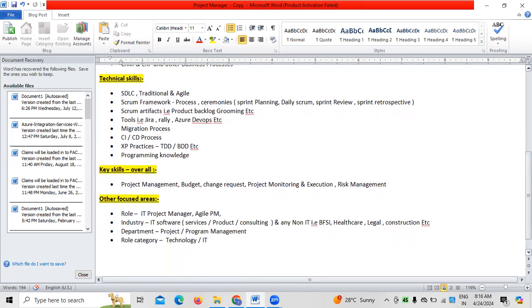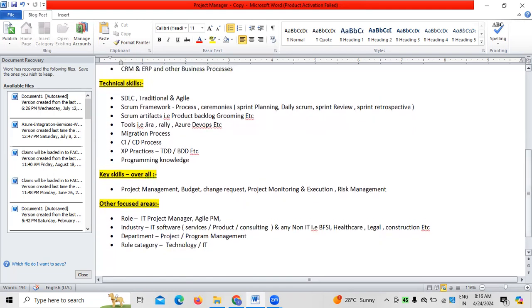Now, what are the key skills? When you're talking about the key skills, overall key skills like project management, budgeting, at the same time, change request, project monitoring and execution, risk management. These are the key skills which we have to keep updated, so that when people see job opportunities, based on the key skills mentioned by us, we get the calls, right? So this is also one you have to be focused on.